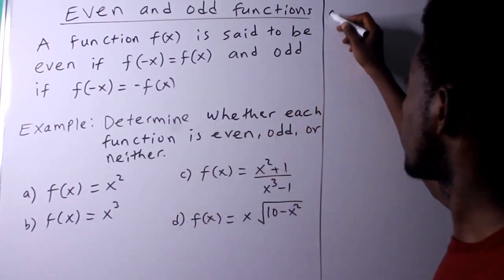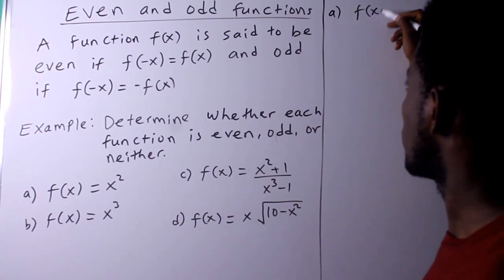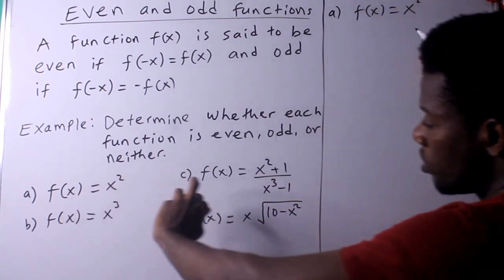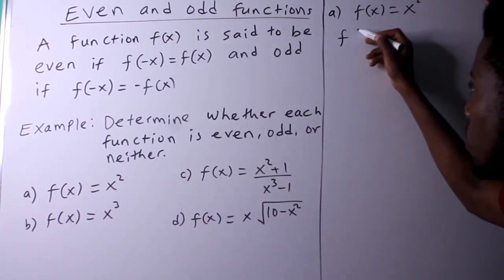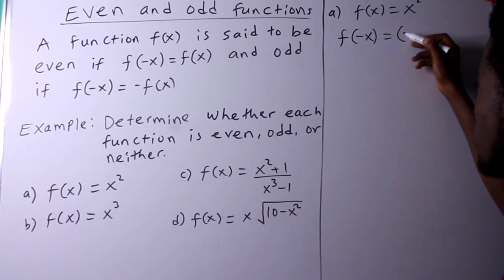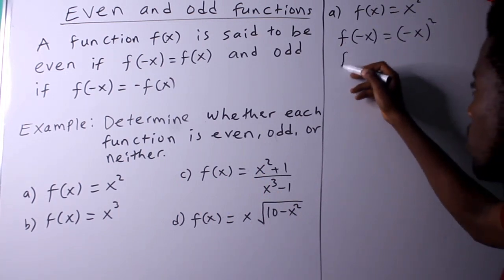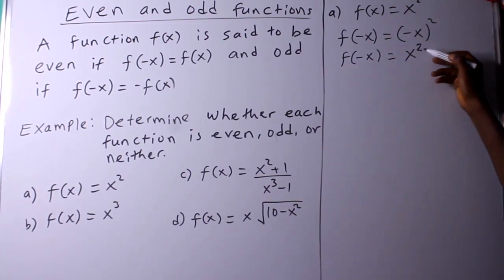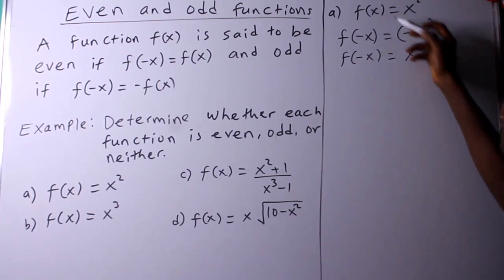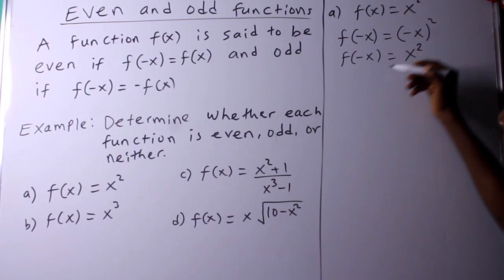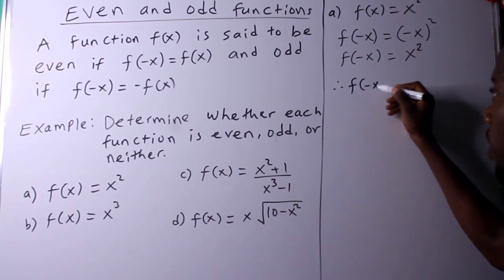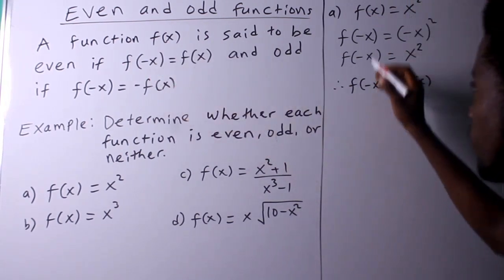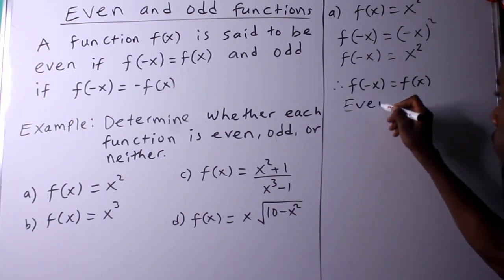We have the first function here, a. We have f of x is equal to x squared. To determine whether this function is even or odd or neither, you find f of negative x. So f of negative x will be negative x all squared, and that is x squared. So f of negative x has the same value as f of x. Because these two values are the same, we say f of negative x is equal to f of x. So since f of negative x is equal to f of x, this function is an even function.